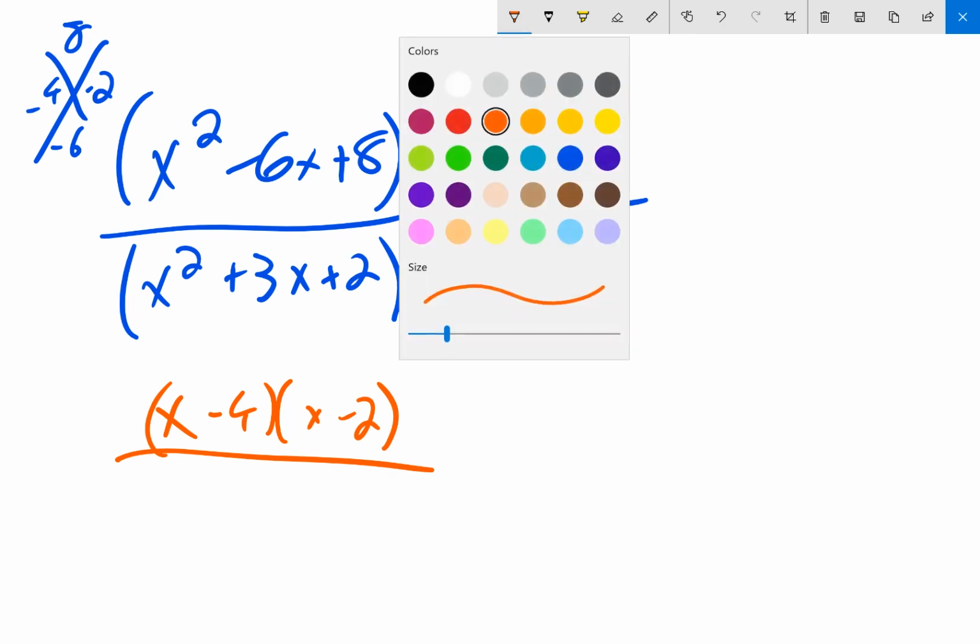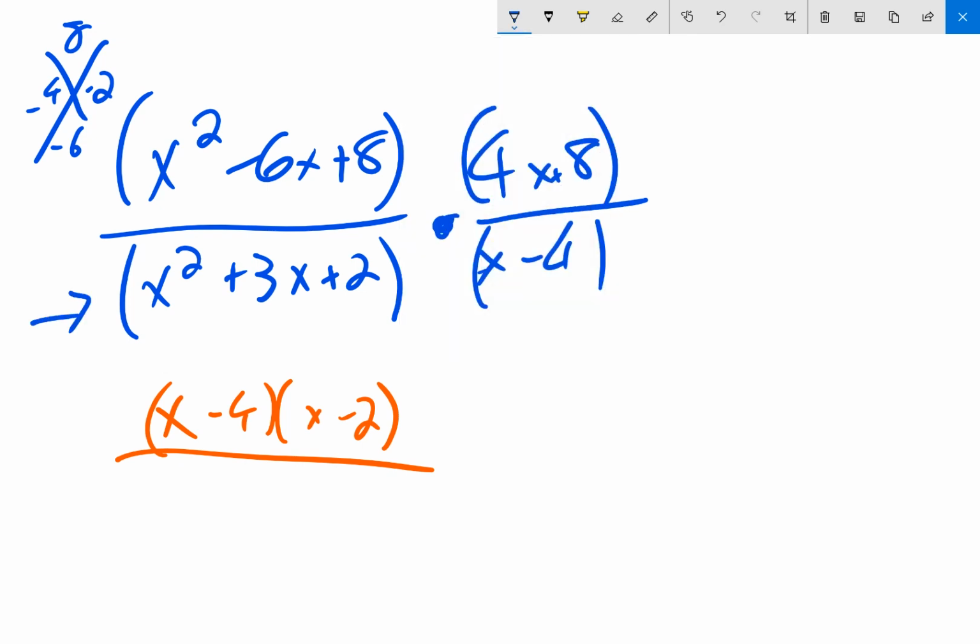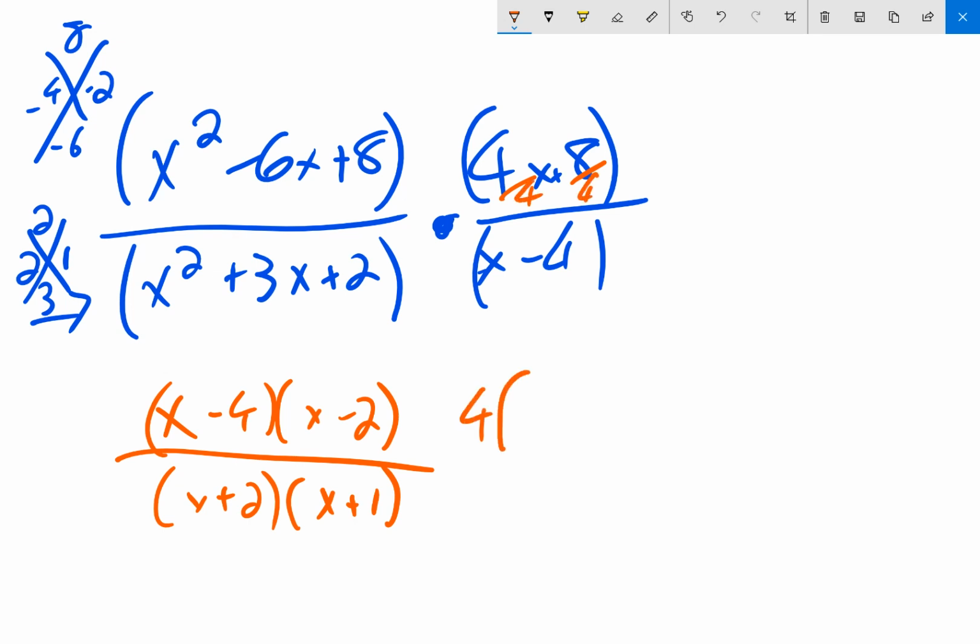The denominator for this, that factors using product and sum as well. So I'm looking for two numbers that multiply to 2 and add to 3, and that's going to be 2 and 1. So that's going to be x plus 2 and x plus 1. And now this top right fraction, that numerator can be divided by 4. So just factor GCF of 4 out, and you'll have x plus 2. And then the denominator is still x minus 4. That's already clean and factored.